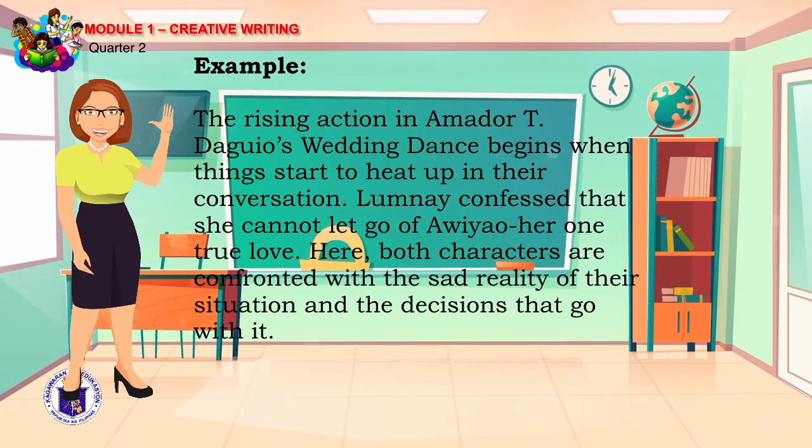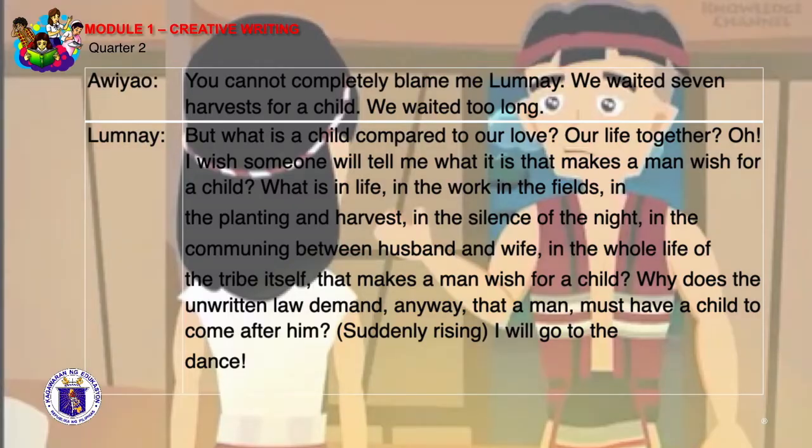An example would be, the rising action in Amador Tidagio's Wedding Dance begins when things start to heat up in their conversation. Lumnay confesses that she cannot let go of Awiyao, her one true love. Here, both characters are confronted with the sad reality of their situation and the decisions that go with it.